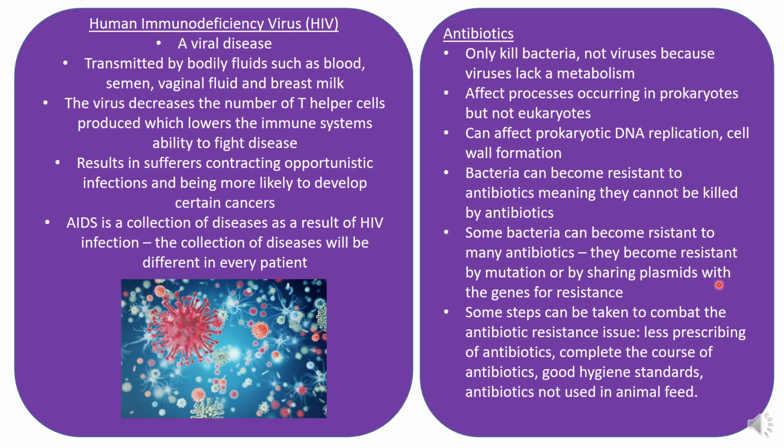Steps that can be taken to combat that antibiotic resistance issue are that doctors don't prescribe antibiotics unless someone really needs them. People need to complete the course of antibiotics because the weaker bacteria are killed first. Good hygiene standards, and antibiotics not being used in animal feed. Farmers used to put it in animal feed to make sure that the animals didn't get sick and therefore didn't die, and they could sell them on and make money.